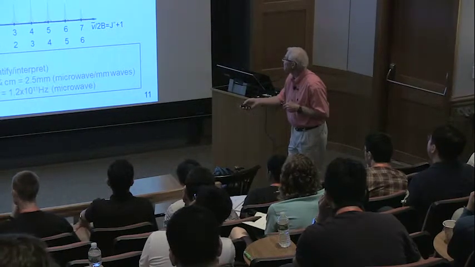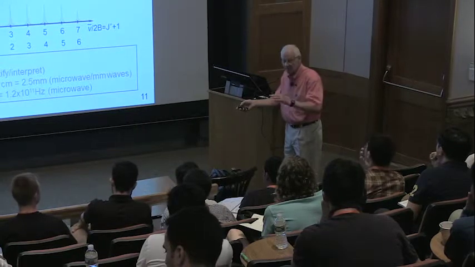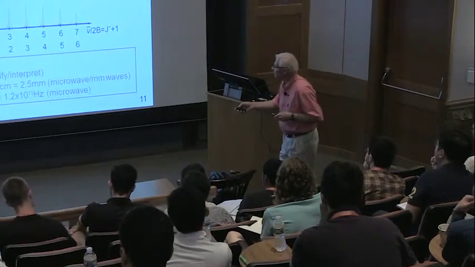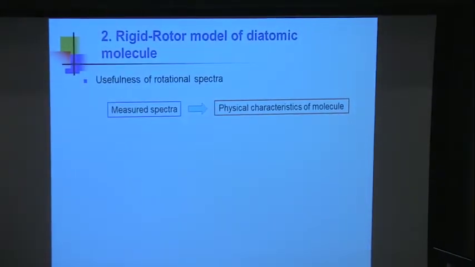This only works now for heteronuclear. Homonuclear molecules have the same energy structure, we just can't see it by emission or absorption of light. We have to resort to something else like Raman spectroscopy. Now you might say, what is this good for?